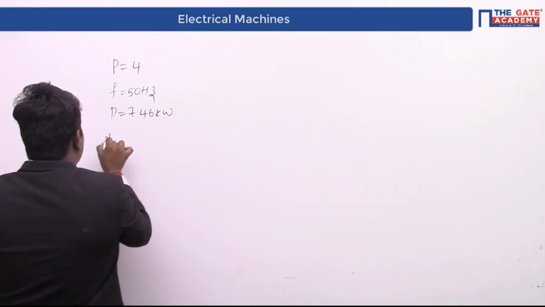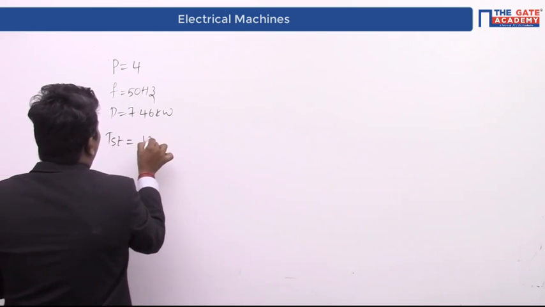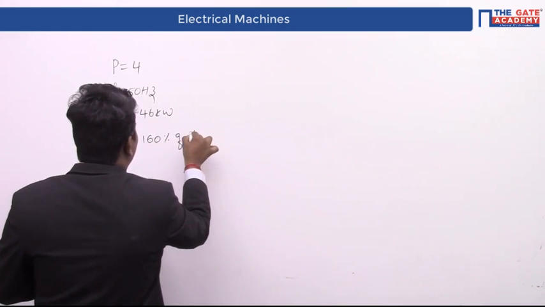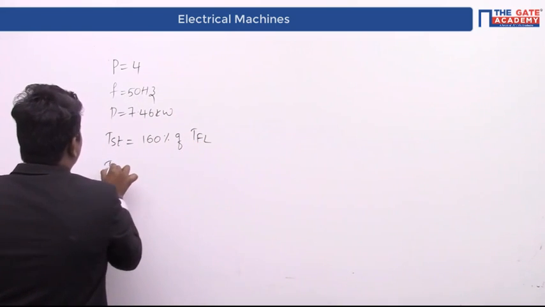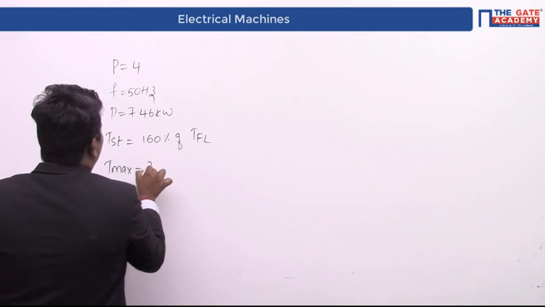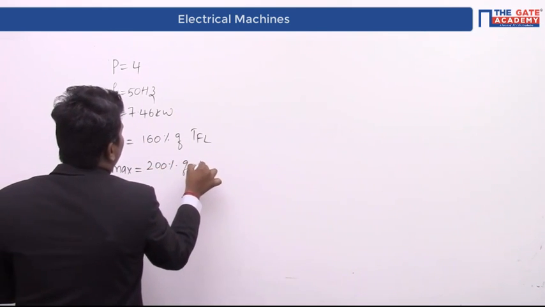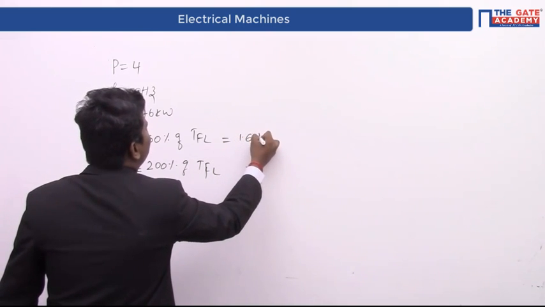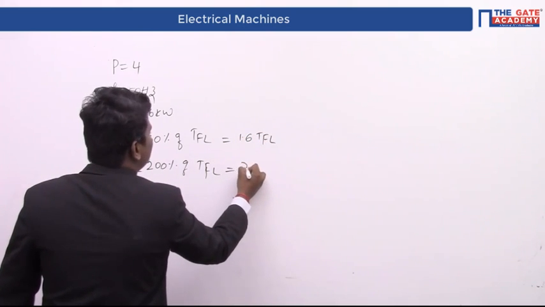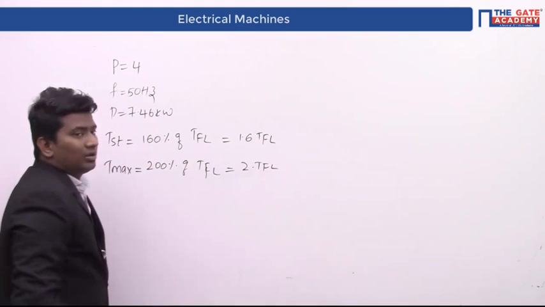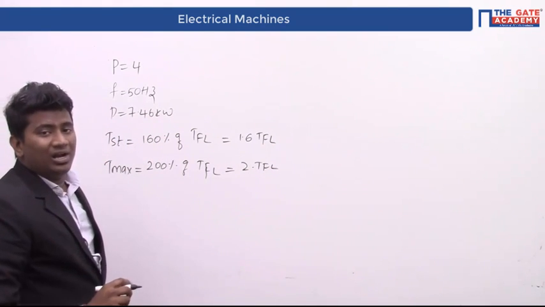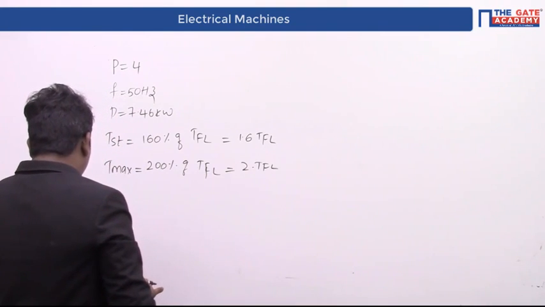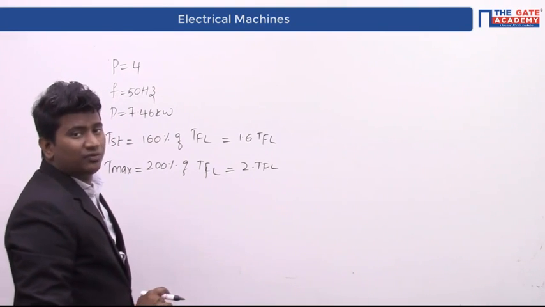And its starting torque is equal to 160% of full load torque. And its maximum torque is equal to 200% of full load torque. Therefore, can I write this as 1.6 times TFL? This is 2 times TFL. What is the question they are asking? What is the speed of the motor at full load? It means full load speed.